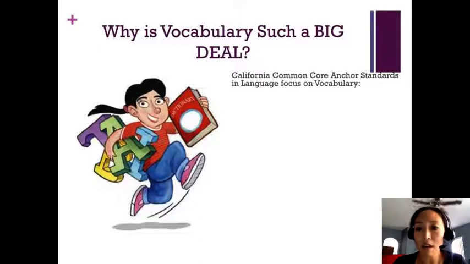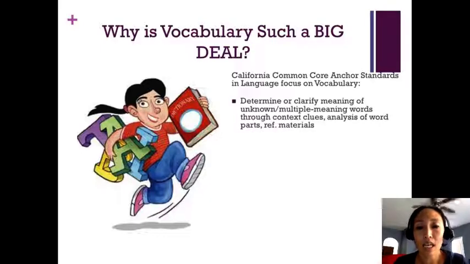Well, the California Common Core Anchor standards in language really focus on vocabulary. Here's what they say. They say that students at the secondary level should be able to determine or clarify the meaning of unknown and multiple meaning words through context clues, analysis of word parts, and reference materials.